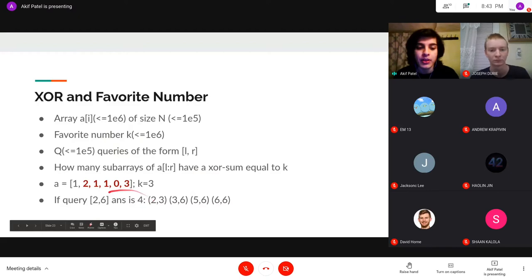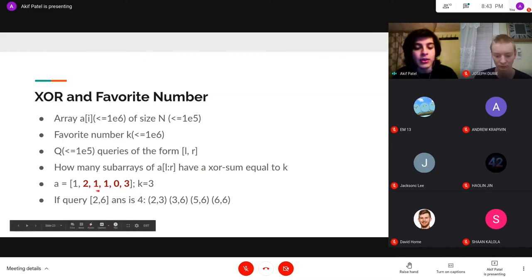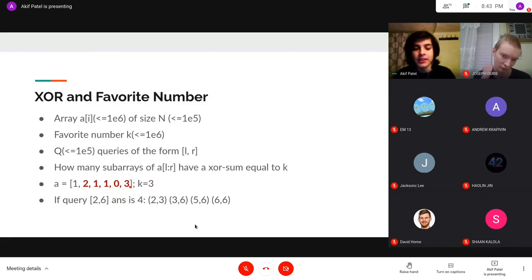For example, let's list them all here. These are all the ones that work. So 2, 1: this subarray of two elements has a Xor sum of 3, because 2 Xor 1 is 3. Then from 3 to 6 has a Xor sum of 3, because 1 Xor 1 Xor 0 Xor 3. So 1 and 1 cancel out, and then you just get 3. 5 to 6 gives 3, because 0 Xor 3 is just 3. And then 6 to 6, because 3 itself has a Xor sum of 3. Okay? Everyone understand?